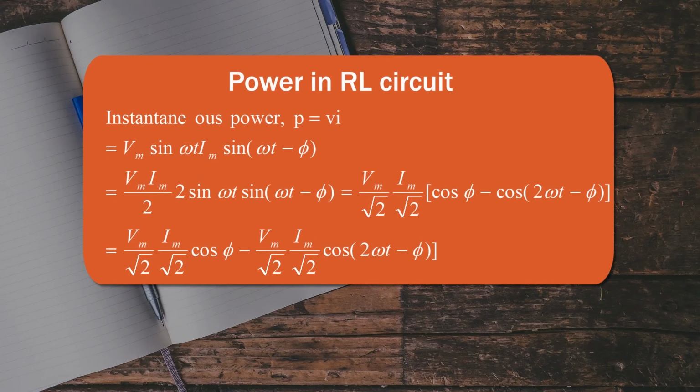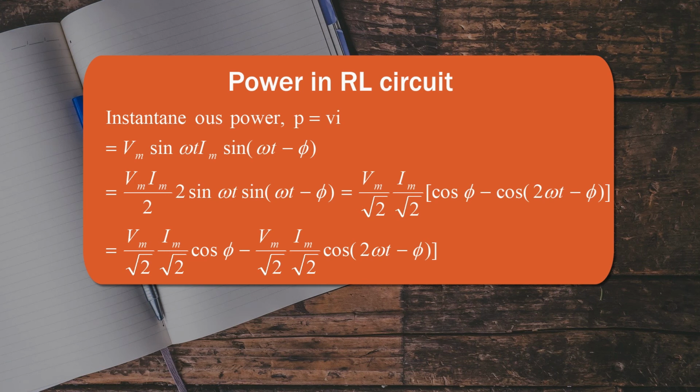Now we have to find out the power in the RL series circuit. If you apply the voltage V, it can be written as Vm sin omega t. The equation of the current flowing in this circuit can be written as I equal to Im sin omega t minus phi, where phi is the phase angle between voltage and current. So instantaneous power can be written as P equal to V into I. Now put the value of V and I in this equation. The value of V is Vm sin omega t, and the value of I is Im sin omega t minus phi.